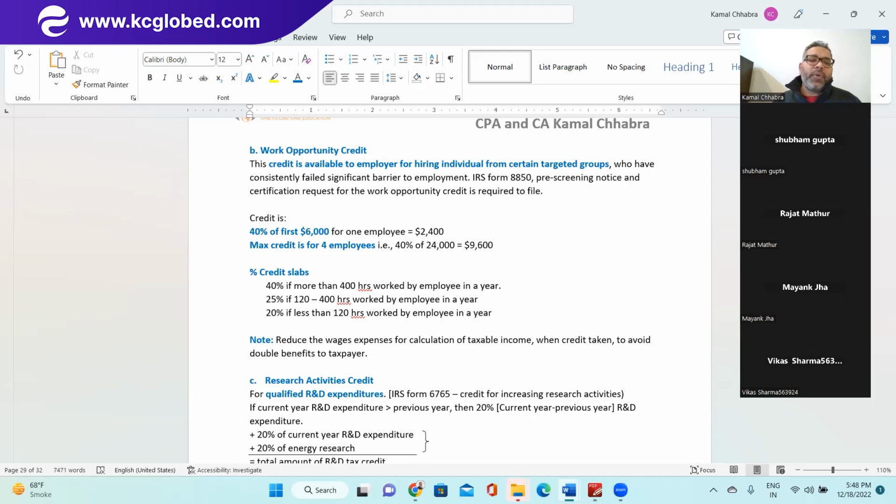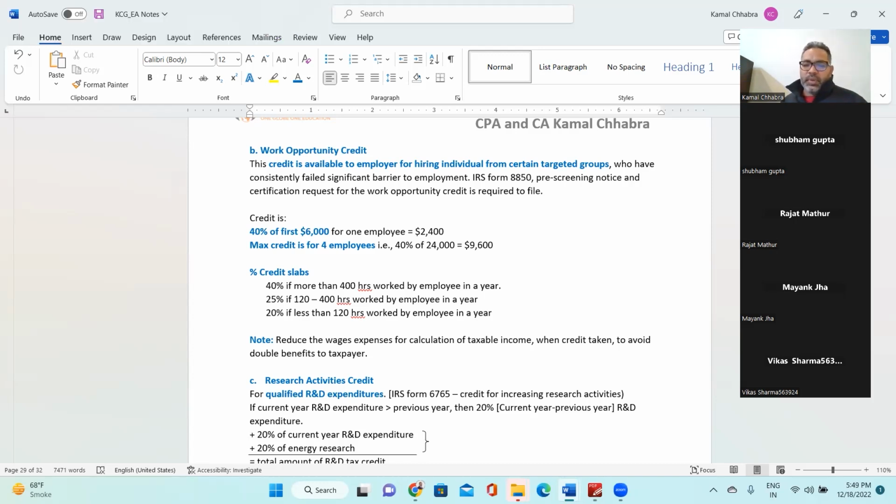The credit will be 40% of the first $6,000 for one employee. That is 40% multiplied by $6,000, that is $2,400. And the maximum credit is for 4 employees, which is 40% of $24,000, that is $9,600. So each employer can avail up to 40% of $6,000 for one employee, and the maximum limit is for 4 employees, that is $9,600, right? And how does this credit actually work?